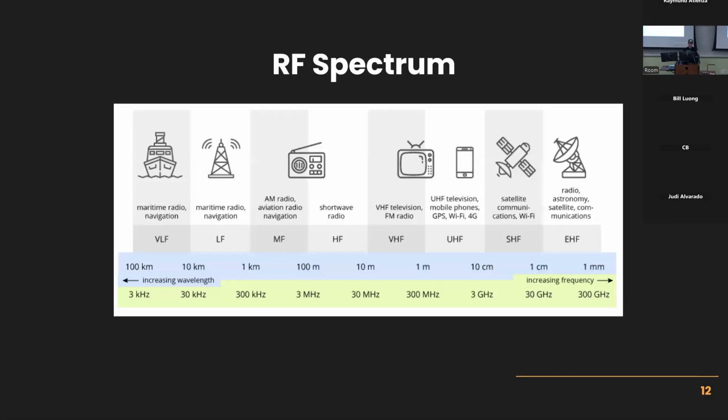All right, here's the RF spectrum. They have multiple agencies that recognize different standards, but this one is pretty popular. So you have very low frequency, medium frequency, high frequency, very high frequency, ultra high frequency, super high frequency, and EHF. I forget what the E stands for in this instance, but it helps determine what devices use what and what commonly uses those frequencies.